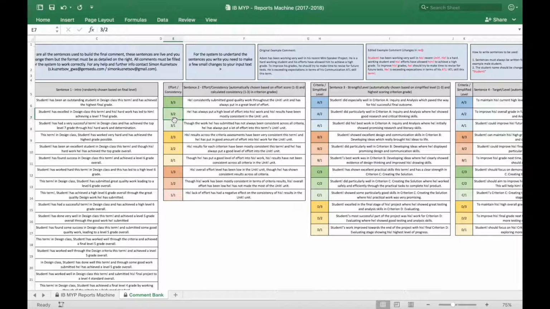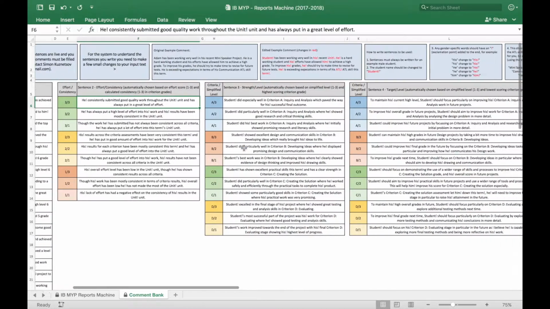3-2 means top effort, medium consistency; top effort, low consistency; medium effort, high consistency; medium effort, medium consistency, and you get the idea. So there's 9 different options in this case, and you can see the way I've written the comments, it makes sense for the scores that the student either is given or generated based on those results.